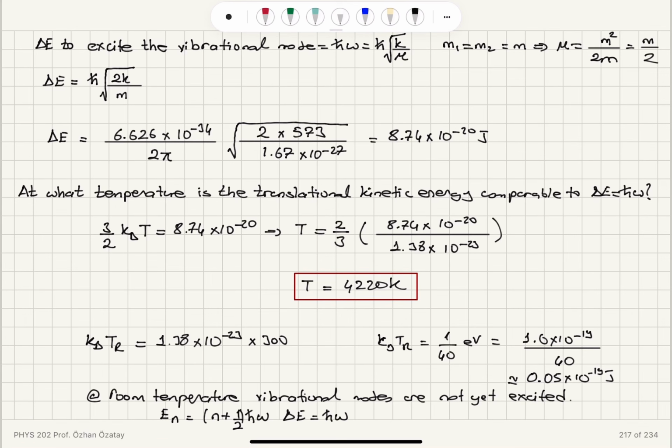Now, at what temperature is the translational kinetic energy comparable to h bar omega? For example, we can look at this value 3/2 kT. Now I can see that that temperature is 4220 Kelvin. So I should be in the range of thousands of Kelvin in order to see excitations to higher excited states for the vibrational modes of the system.